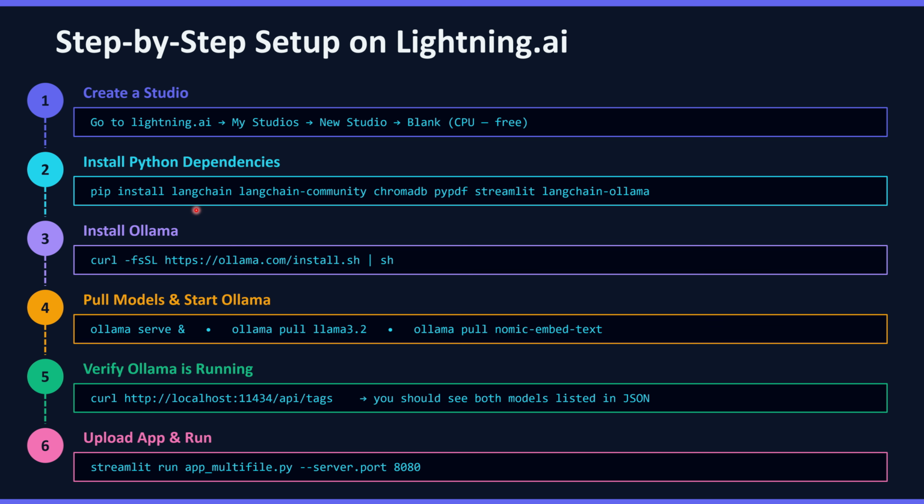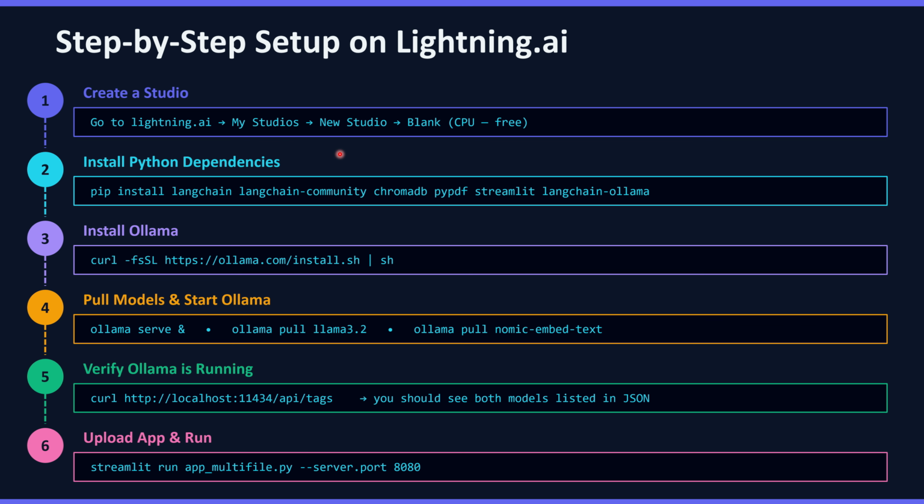Step 2, install Python dependencies. In a terminal, run pip install langchain, langchain-community, chromadb, pypdf, streamlit, langchain-ollama. This installs everything: LangChain and its community integrations, ChromaDB, PyPDF for parsing PDFs, Streamlit for the web UI, and the LangChain Ollama integration package.